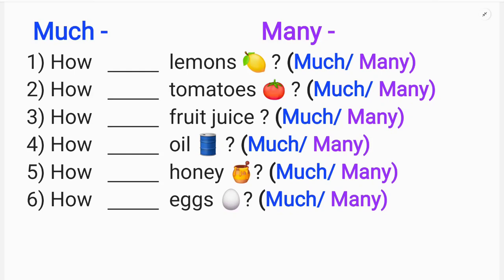Listen guys, we use much with uncountable nouns. Whenever we have uncountable nouns which we cannot count, we always use much with them. So we have many. So we use many with countable nouns.